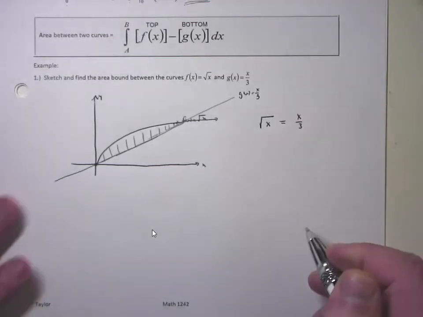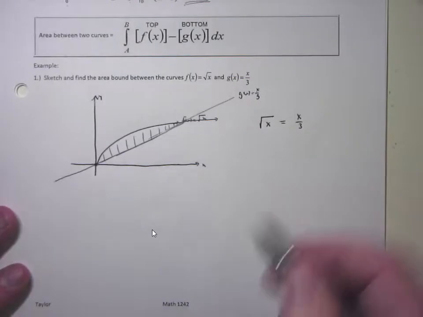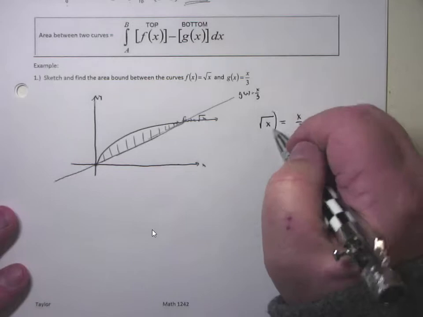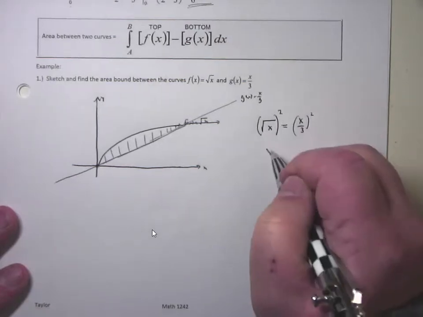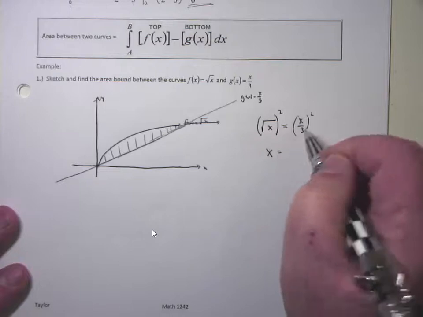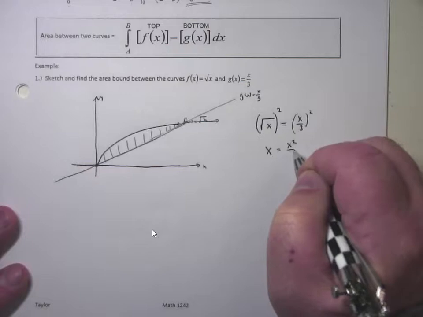Now what kills off a square root? Square. So I'm going to square both sides. This square and square root cancels. I'm left with x is equal to, and powers distribute through strict multiplication and division, x squared divided by 3 squared, which is 9.